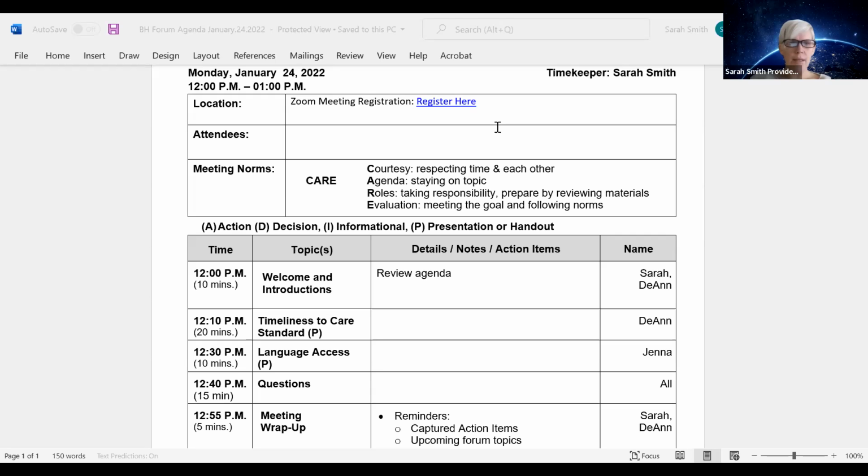Since our welcome and introductions and agenda review won't take too long, I am going to give it just a few more minutes just in case we get a couple more people joining. Yeah, I'm in my office.